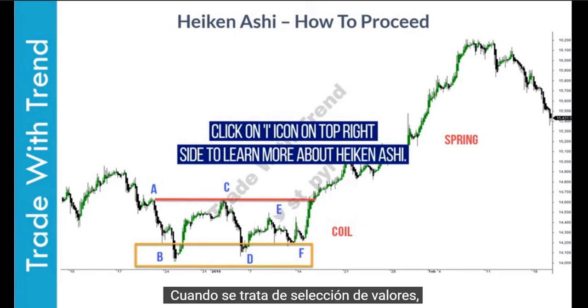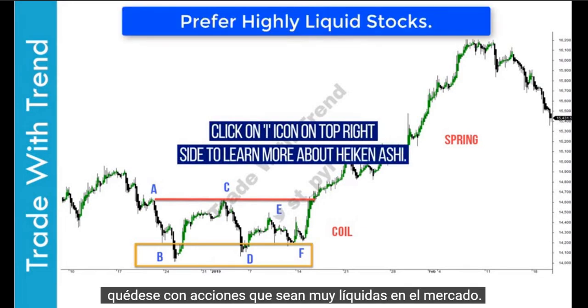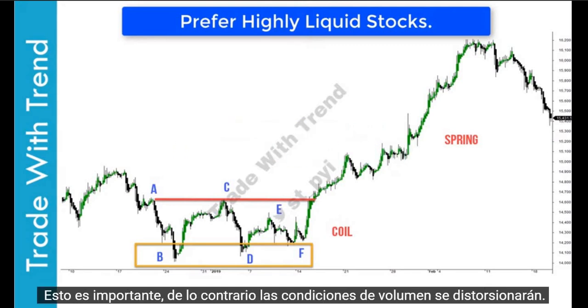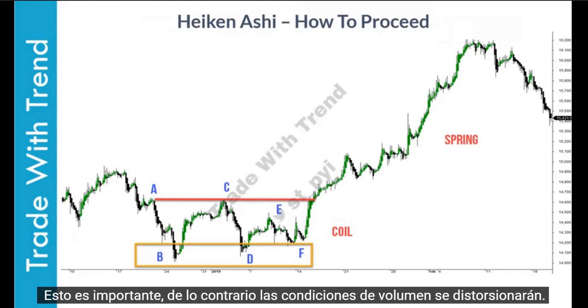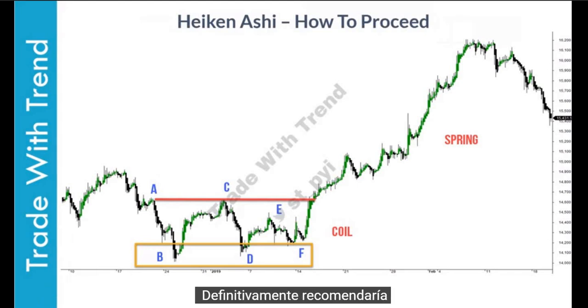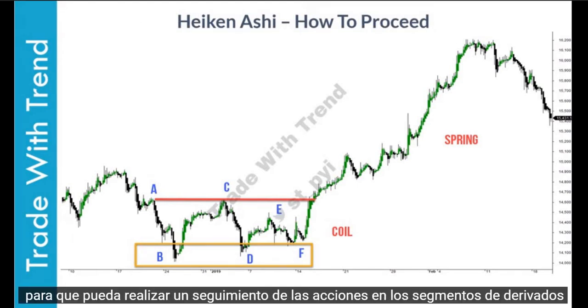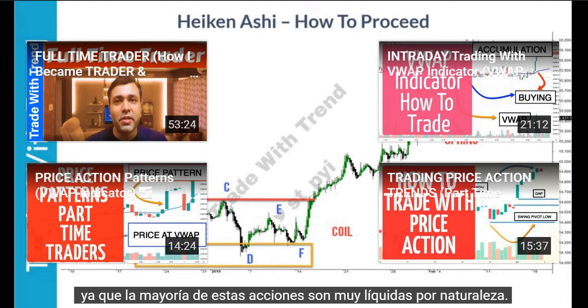When it comes to stock selection, stick with stocks that are highly liquid in the market. This is important, else volume conditions will get distorted. I would also recommend for you to track stocks in the derivative segments as these stocks are highly liquid by nature.